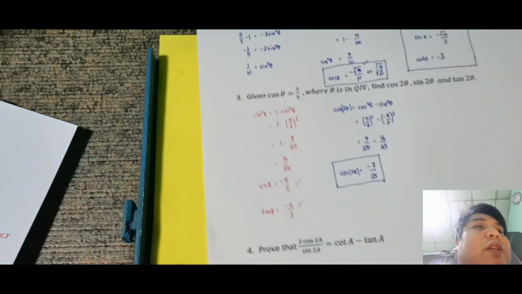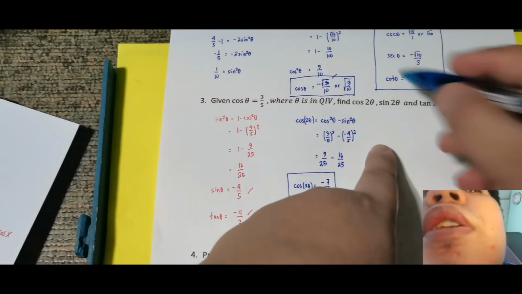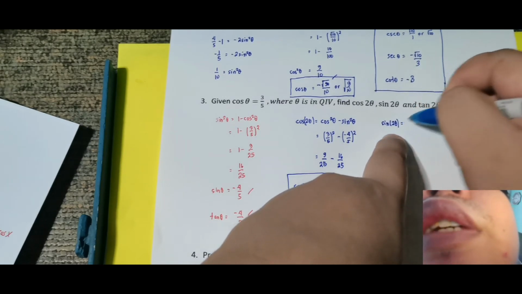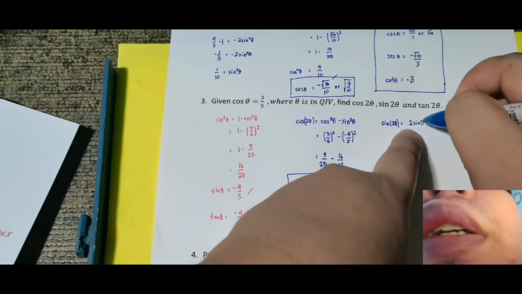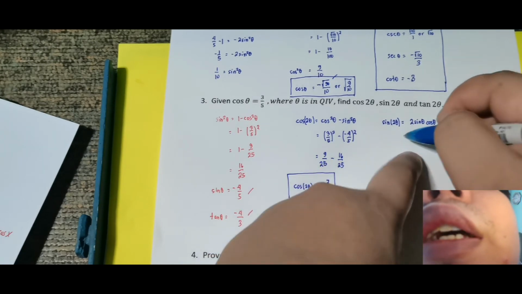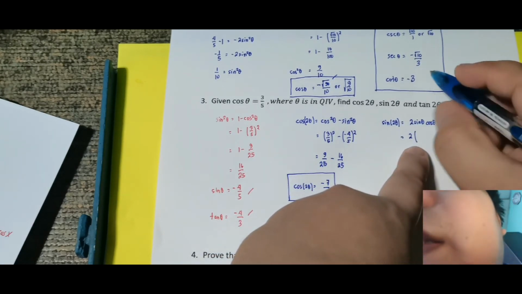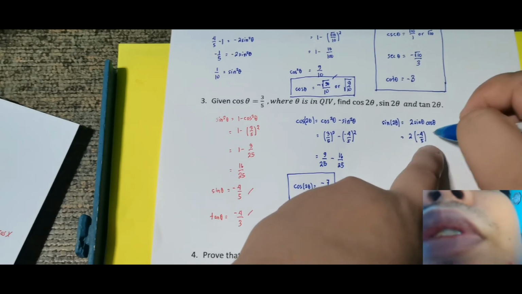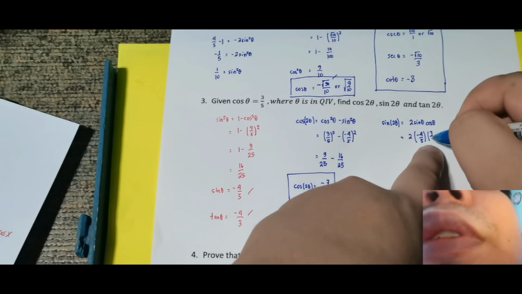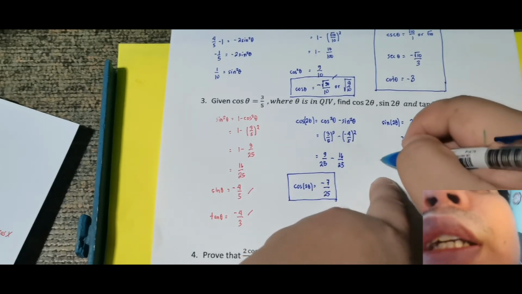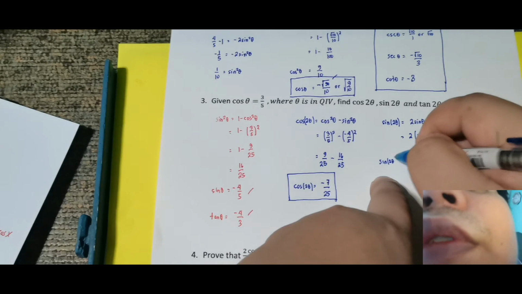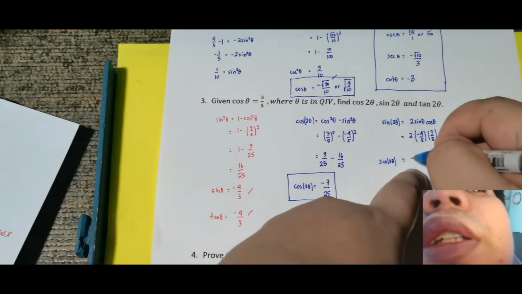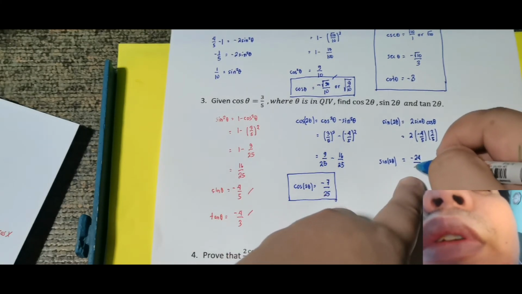Okay, so buti na lang di ako masyado nalilito sa fraction. Okay, so sine 2 theta is just equivalent sa 2 sine theta cosine theta, and that is equivalent sa 2 times sine theta is negative 4 over 5, cosine theta is 3 over 5. So simply this is sine 2 theta is equivalent sa negative 12 times 2 is negative 24. So this is negative 24 over 25.